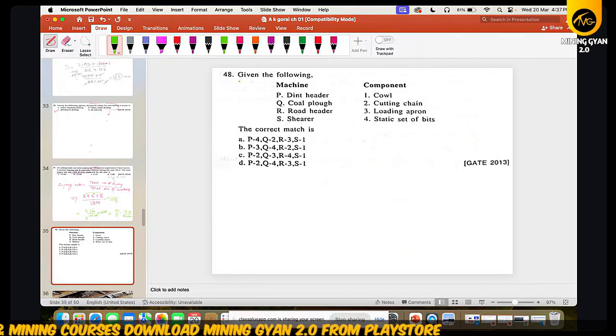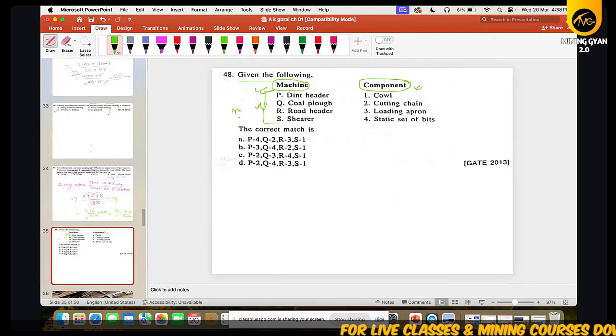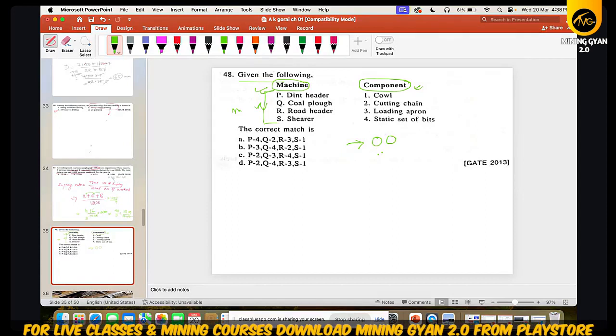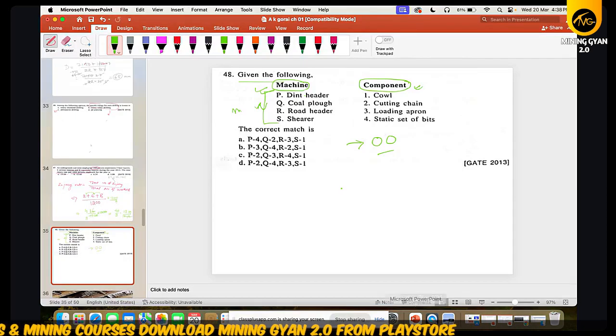In this question, machines are given and components are given. So first, if this type of question is asked, you should know the machines, how many types of machines in both open cast and underground. So at least read about it or watch about it. So I will show you some videos so you can imagine it. It will help boost your imagination. So first, dinch header.